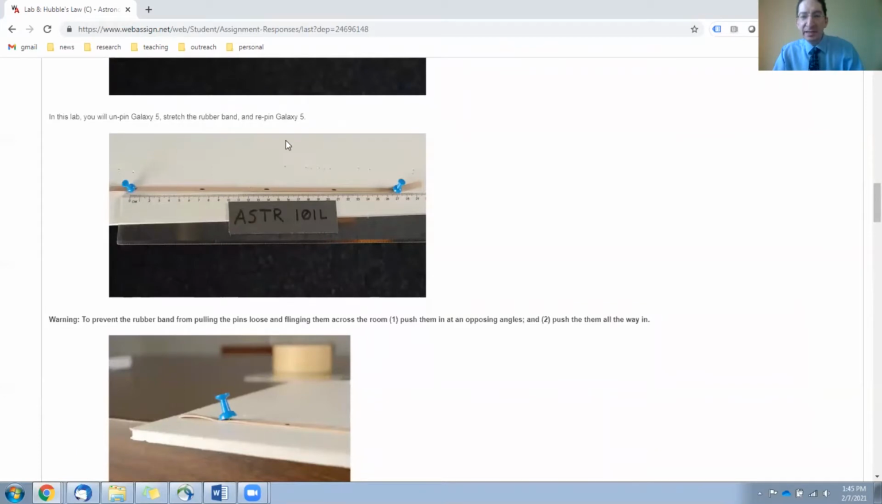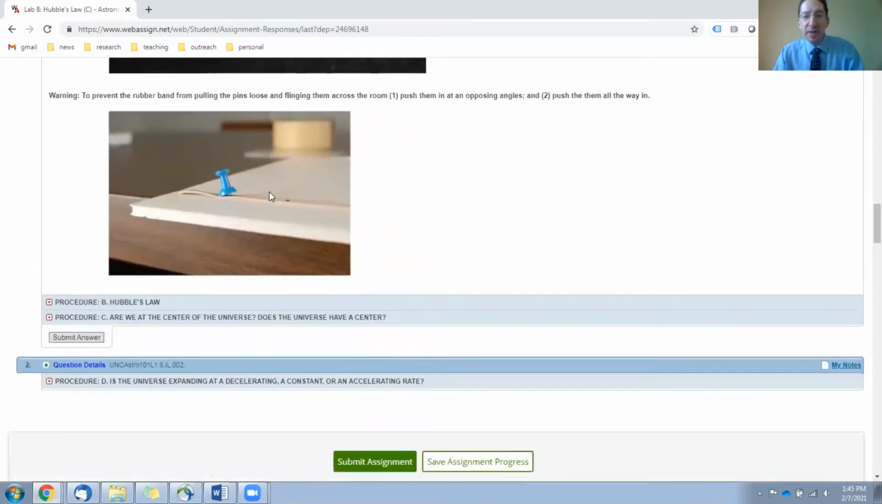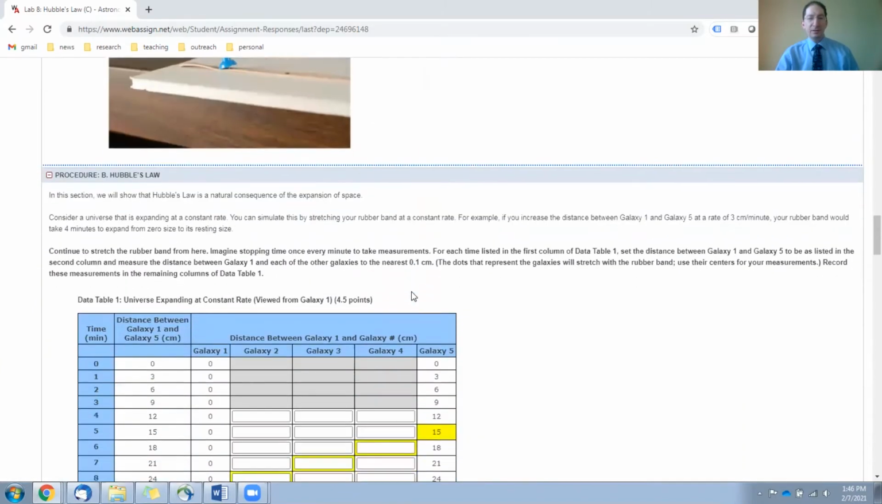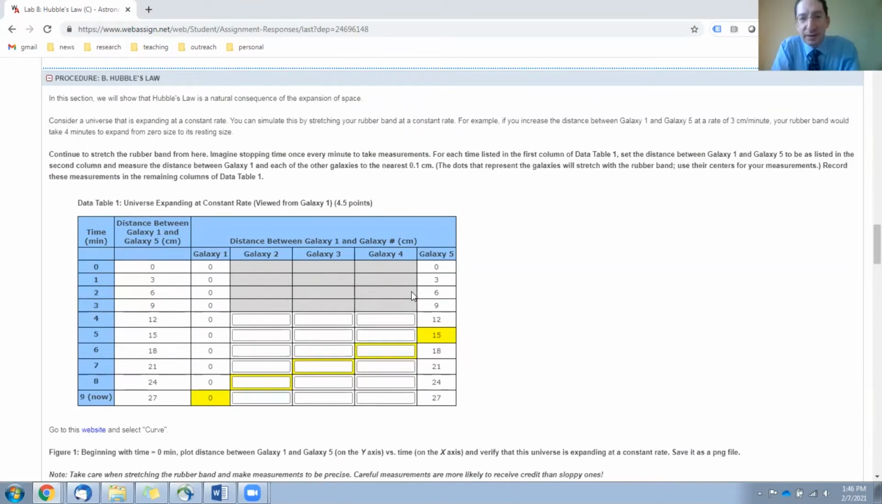Next, unpin galaxy 5 and stretch it all the way out to 27 centimeters and pin it again, just to make sure that it will hold. Now, when you put the pins in, be sure to put them in at an opposing angle. This will help prevent them from becoming dislodged and flinging across the room. And be sure to push them all the way in as well. Okay. Once you have all that ready, let's head into procedure section B.